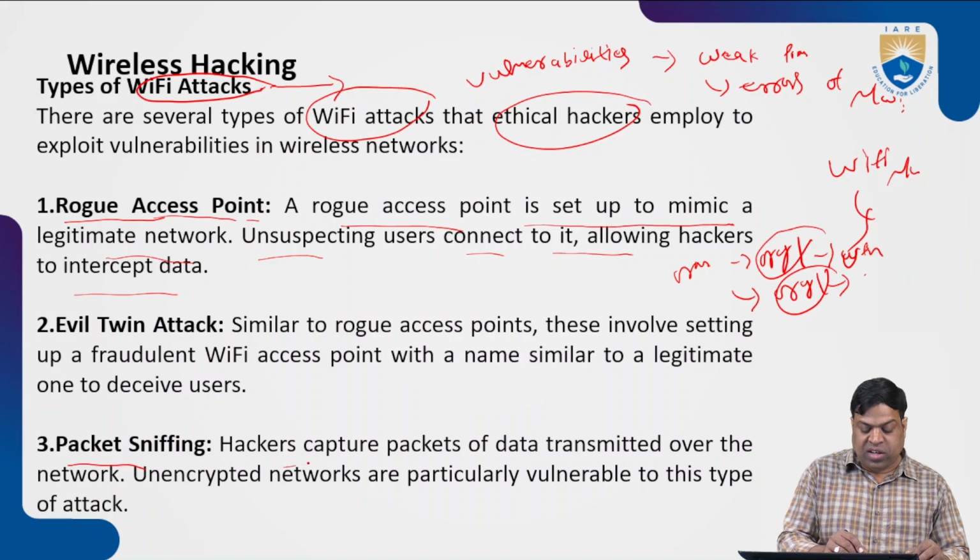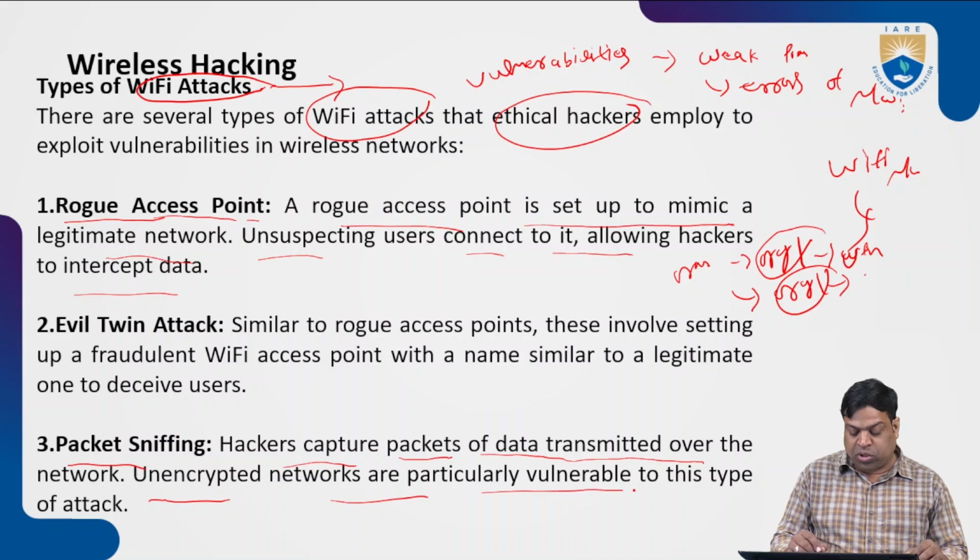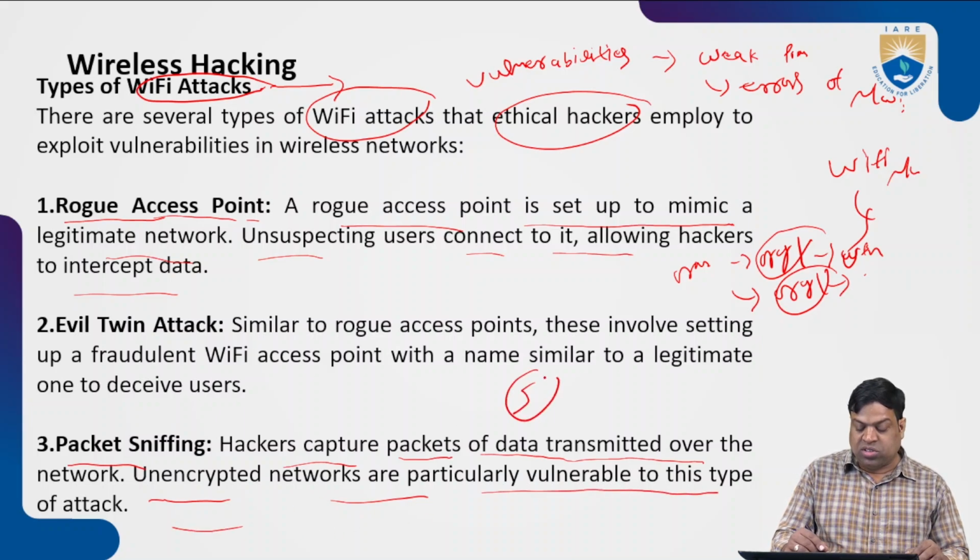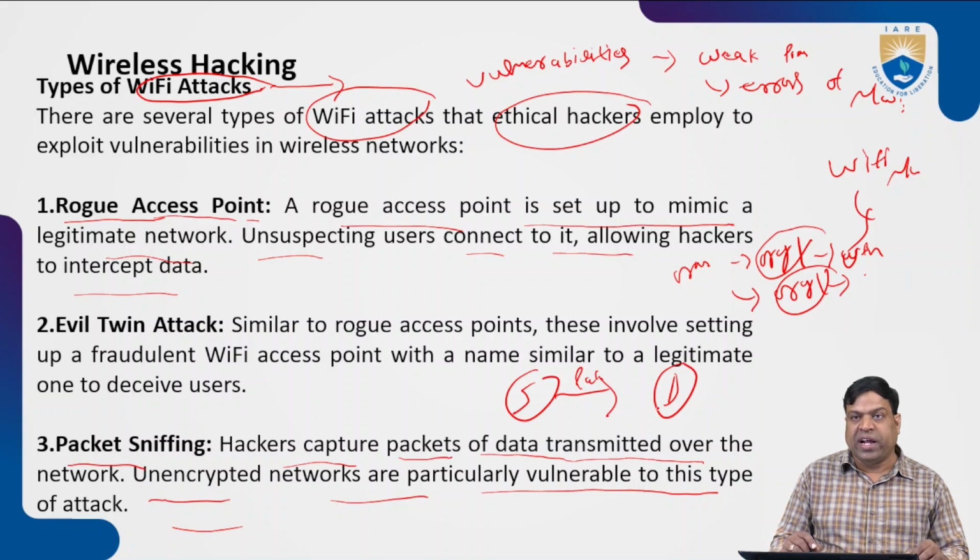Packet sniffing: hackers capture packets of data transmitted over the network. Unencrypted networks are particularly vulnerable to this type of attack. Suppose the data is sent from source to destination through packets. If data is transmitted over the network unencrypted, any third party, any hacker in the middle between source and destination, can read, manipulate or delete the data, and send it to the destination. It is one type of MITM attack, the man in the middle attack.